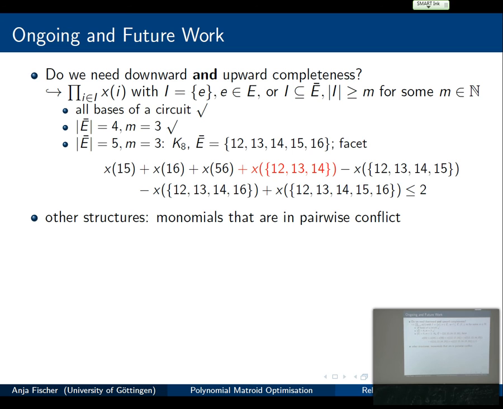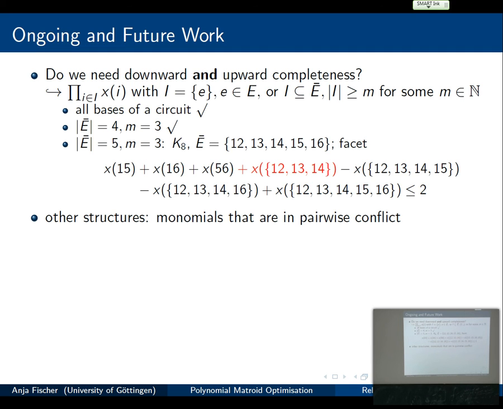Maybe you could ask, can we try with other structures? What's possible if you have monomials that are in pairwise conflict? I do not get complete descriptions for these problems, even in very simple cases, but you get at least strong inequalities. You can then add up all these coefficients, so you get your coefficient for each of the monomials. You can also separate these, so one can show this. But usually you do not get a complete description.